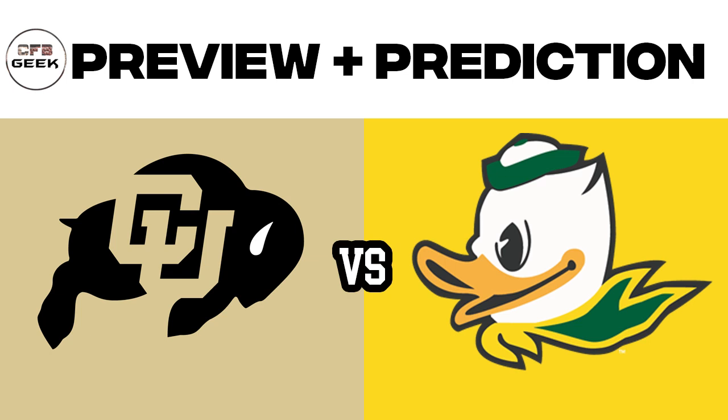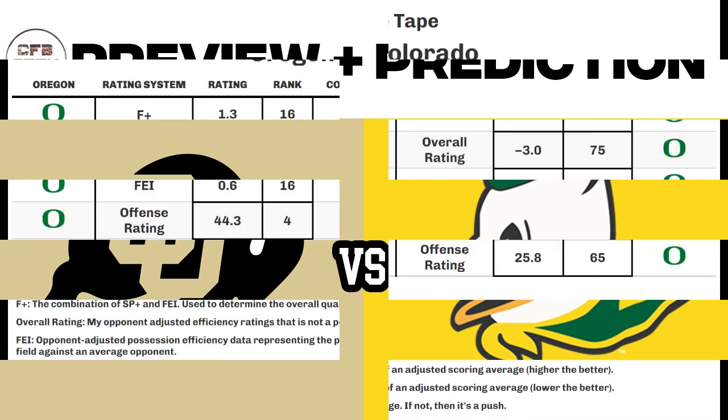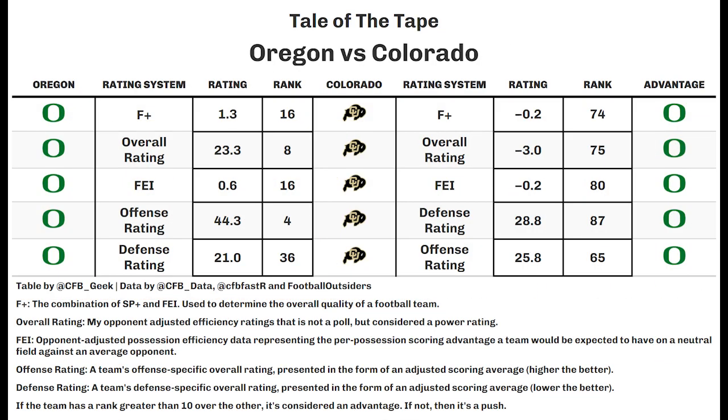So, as we begin with every other video that we do here on this channel, we start off with the tale of the tape of advanced analytics, just to give you a breakdown between the two squads. So if you are new to the channel, this is a tale of the tape of advanced metrics where we break down the requisite rating systems between the two teams, where they are at in their respective ratings, offensively and defensively, and also the major power ratings as well, F plus and FEI. F plus is a combination of Bill Connelly's SP plus rating and Brian Fremeau's FEI. It determines the overall quality of a team.